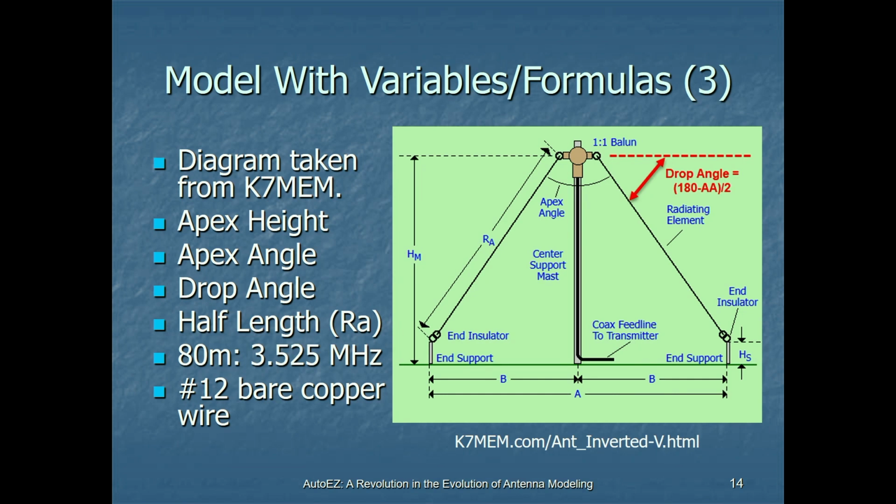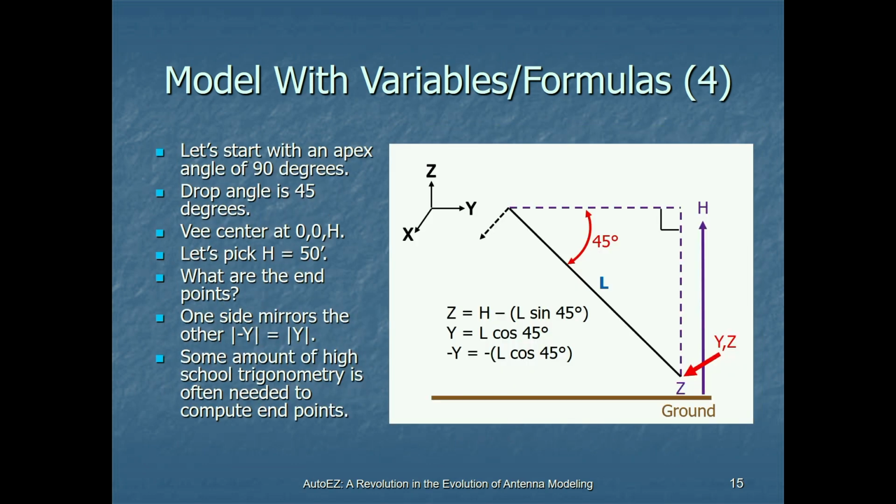You have the dipole length, each half, and we're going to model this at 80 meters at 3.525 megahertz. So here's, of course, what turns people off about modeling. You've got to get into usually some high school trig at some point. But we have an apex angle of 90 degrees, drop angle is 45. That puts that center point at 0x, 0y, h feet off the ground. And let's start off with 50 feet. And of course, it's going to be symmetric to the other side of the y-axis. Okay, and then there's the typical trig formulas.